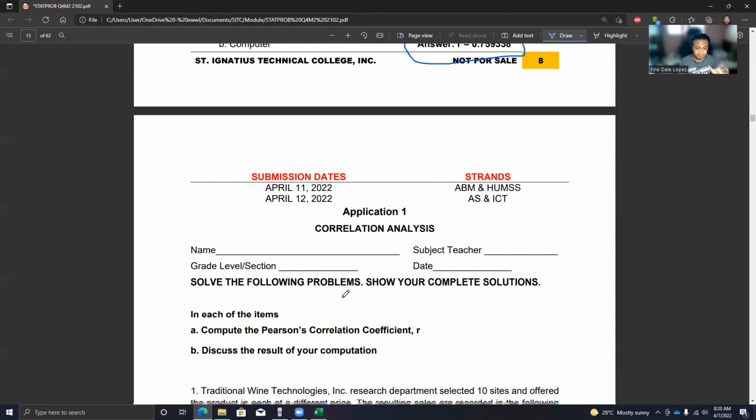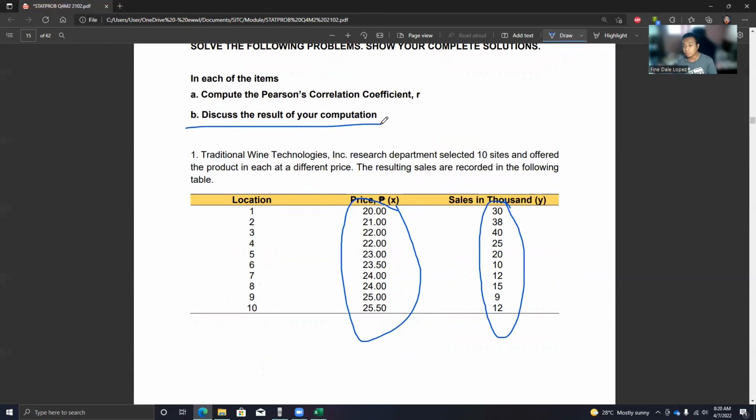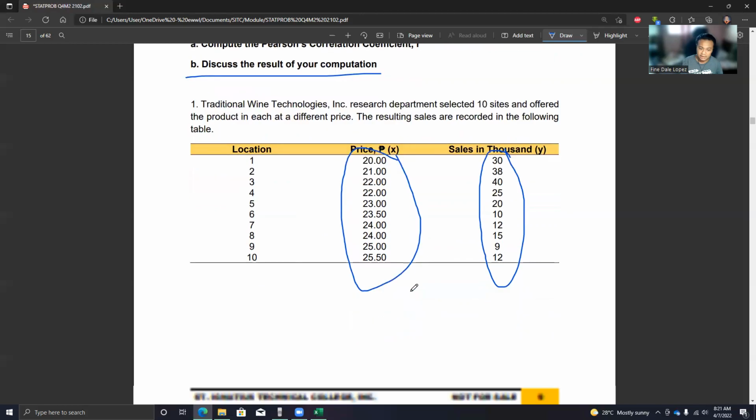I also want to see whether, if the price goes up, sales are high, or if the price goes up, sales decrease. That is what you have to prove in discussing the results of your computation. First, show me whether it is a negative or positive correlation. What is the relationship? Is it a high correlation or a low correlation? And then what does that mean? If the price increases, do sales decrease, or if the price increases, do sales also increase? Okay, so that's it for that.